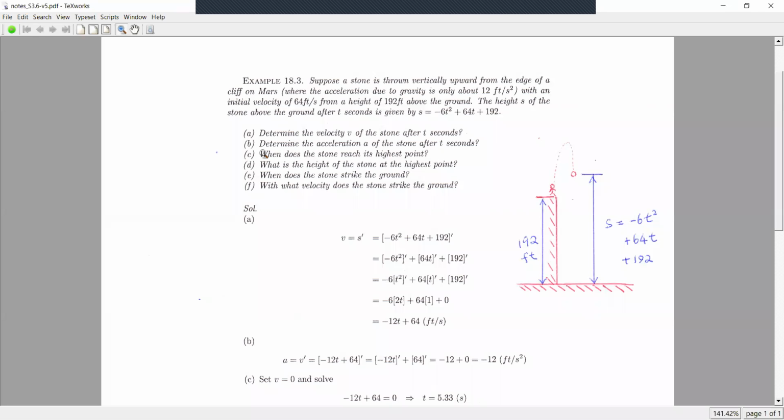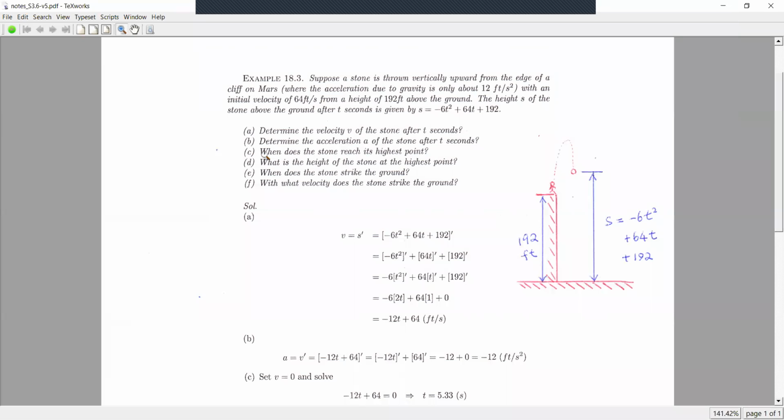Part B. Determine the acceleration of the stone after t seconds. Take the derivative of the velocity, then we have acceleration. The derivative of velocity is negative 12. So acceleration is negative 12.